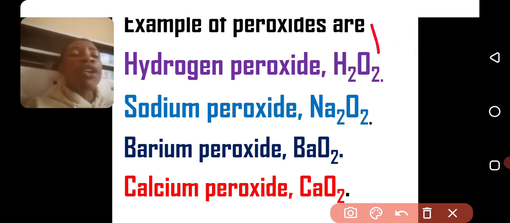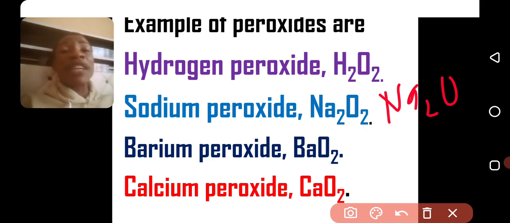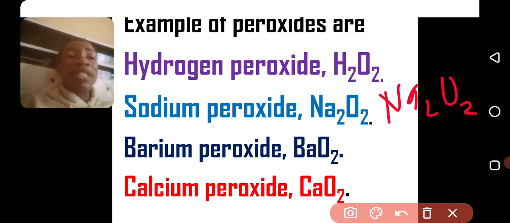A normal oxide of sodium should be Na2O. You know sodium has a valency of 1, oxygen a valency of 2. So when you cross their valencies, it should be Na2O. But now we're having Na2O2. That means having one oxygen more than a normal oxide. That gives us a peroxide. So this is sodium peroxide.